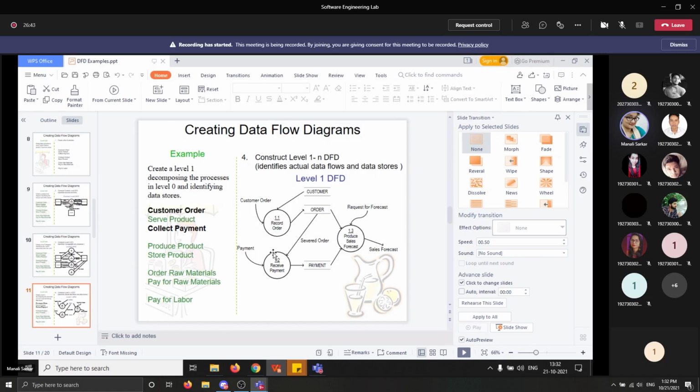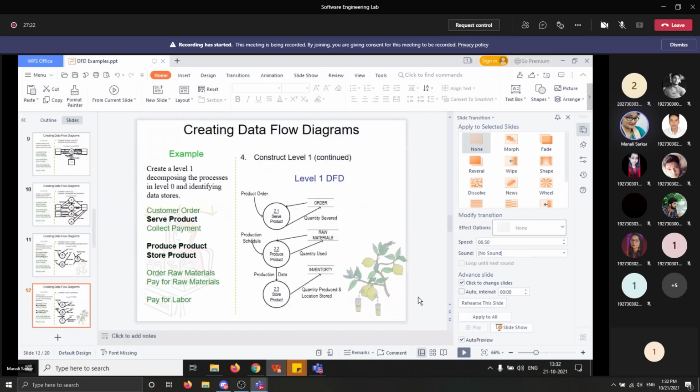So the customer is giving an order. Then record order. So it is giving again to the order. Next, it is serving the order, and in the receipt payment, it is receiving the payment, and it is showing the product, produce sales forecast and request for forecast, and in the end it is showing the sales forecast. So this is the level 1 DFD. In this way, the data is flowing from the higher level to the next lower level.